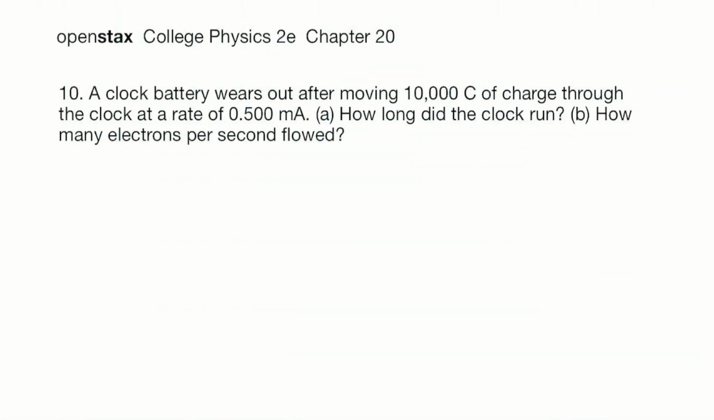We have a clock battery. We know it wears out after moving 10,000 coulombs of charge, and it moves that charge at a rate of 0.500 milliamps. We need to figure out how long the clock ran and how many electrons per second flowed. Let's start with what we know.